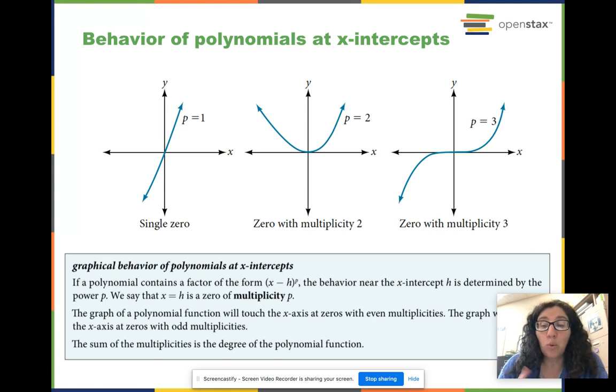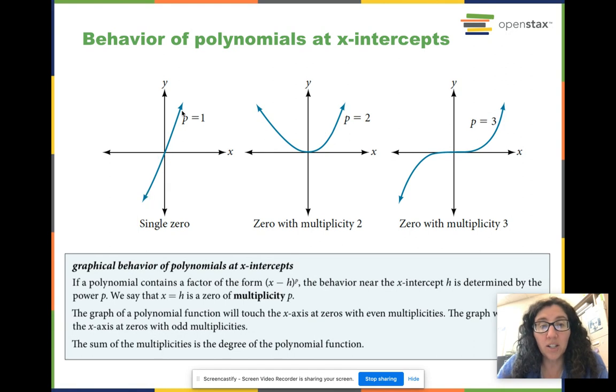Okay, so we've talked a lot about the behavior of polynomials, like end behavior. We've talked about symmetry, y-intercepts and x-intercepts, and turning points. There's one more thing we need to talk about before we're ready to start graphing polynomials, and that is x-intercepts. All of these are three kinds of x-intercepts.